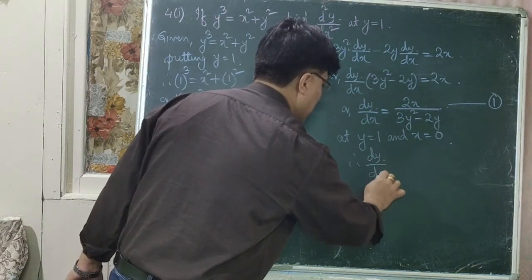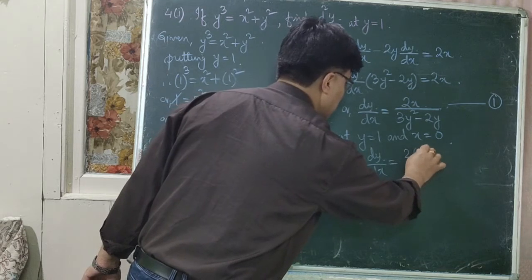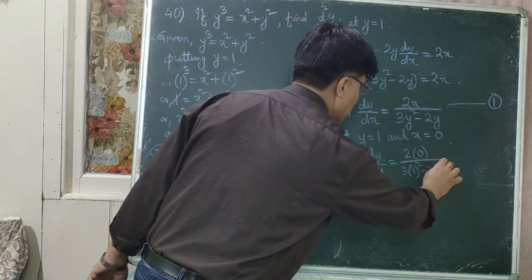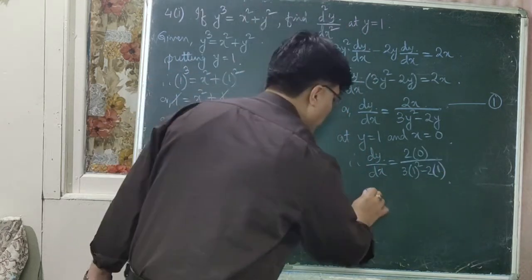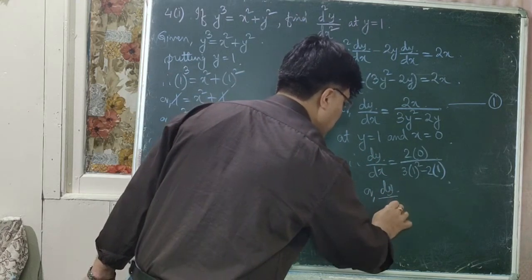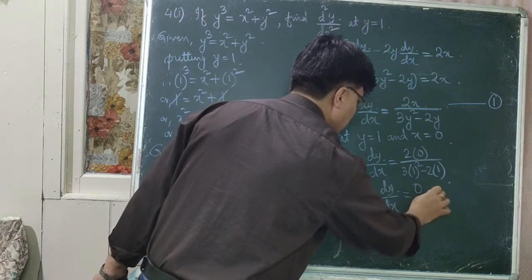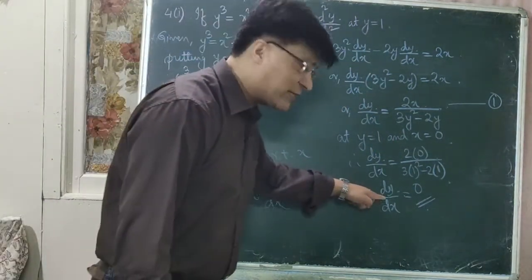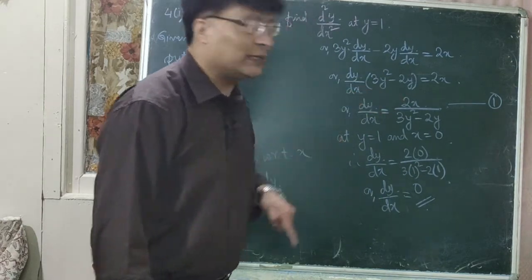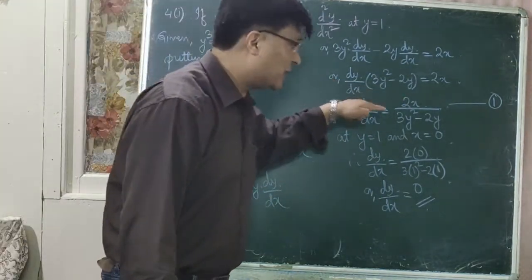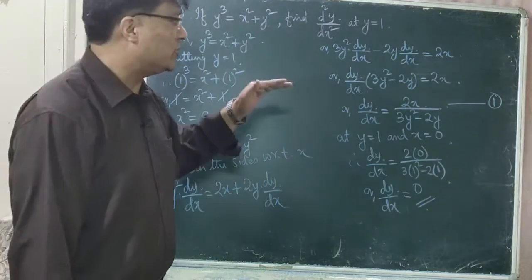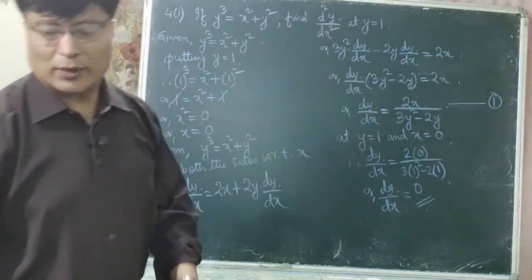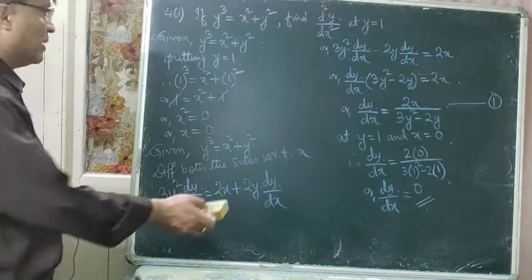So dy by dx is equal to 2 into 0 divided by 3 into 1 whole square minus 2 into 1. So obviously dy by dx is equal to 0 by 1, which is 0. So what value did dy by dx come out? 0. But we should not differentiate this; we have to differentiate the equation marked as number 1 with respect to x to get d square y by dx square, right?